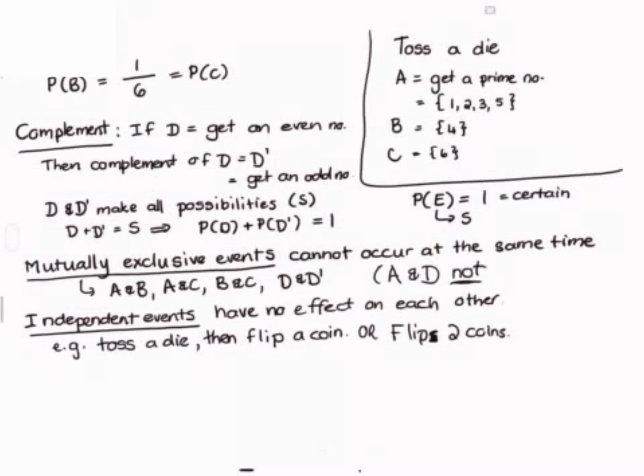Because I could get, remember D was get an even number. But there are even numbers in A. 2 is an even number. So if I got a 2, it did come from both A and D. But it was still just when I did one action, could I get a result coming from 2 of my events that I have decided on. Whereas independent events are, if I do something and then I do another thing, the next one doesn't depend on what happened the first one.